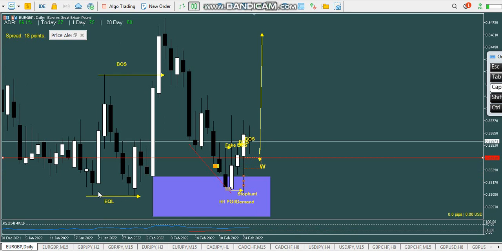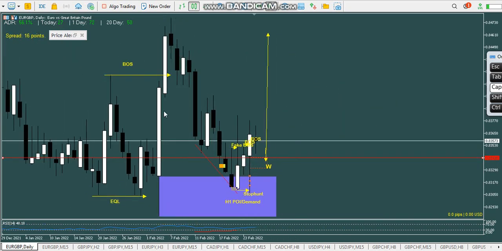What I have here is equal lows. As price was going down, my attention was caught by these equal lows, whereby we had price going sideways a bit, stop hunt, then breaking of structure to the upside. Right, now once that happened, equal lows, liquidity grab, the break of structure to the up, I marked this zone here.